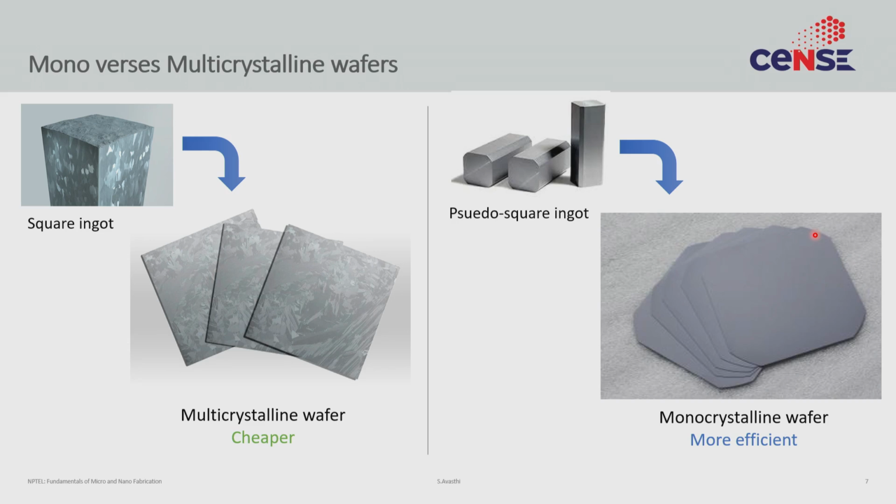Monocrystalline wafers are more efficient because they don't have grain boundaries. Multicrystalline wafers are cheaper because they are faster and easier to make. Multicrystalline are faster and easier to make, monocrystalline are more efficient and expensive. Okay.